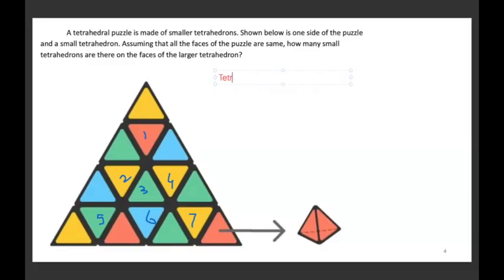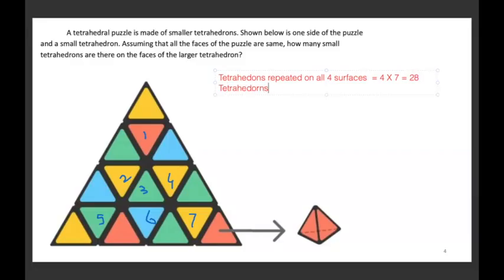So the tetrahedron repeated on all 4 surfaces of the bigger tetrahedron will be 4 surfaces multiplied by 7 tetrahedrons, which is 28. We know that.